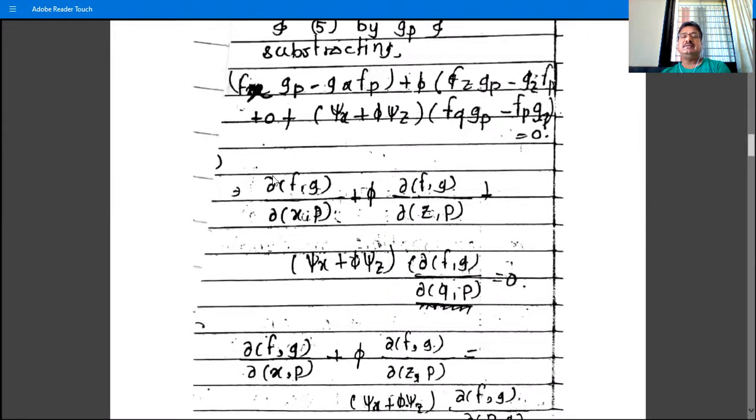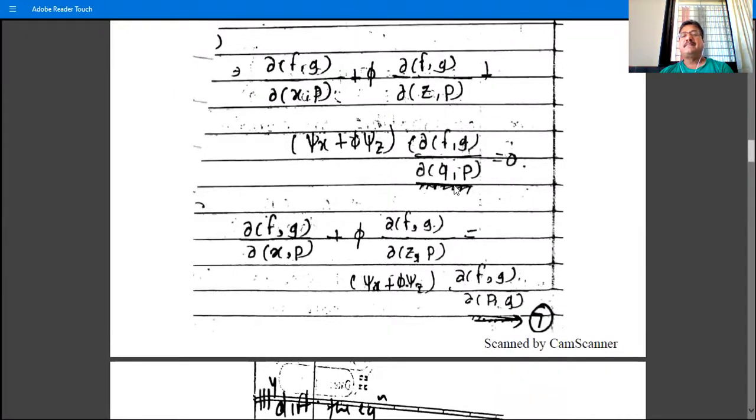And this bracket is the Jacobian ∂(F,G)/∂(X,P), plus phi this is the Jacobian ∂(F,G)/∂(Z,P). Write this ∂(F,G) is Jacobian, ∂(F,G)/∂(Z,Q), this, and then this psi x plus phi psi z as it is, and this bracket is the Jacobian ∂(F,G)/∂(Q,P), not PQ, ∂(Q,P), okay.